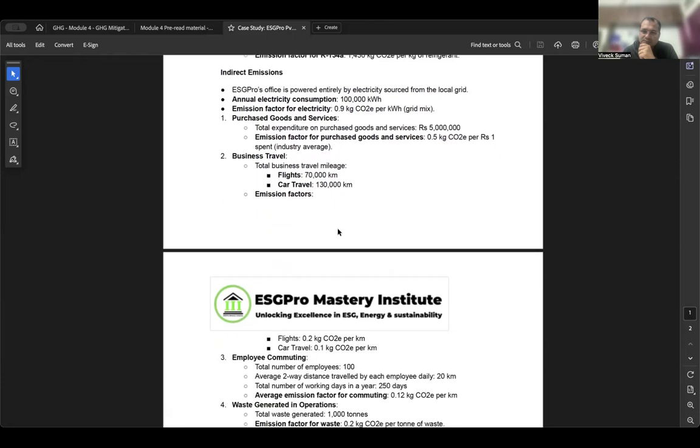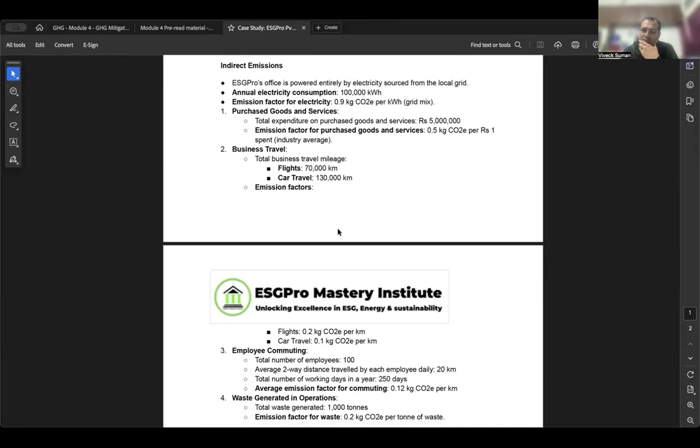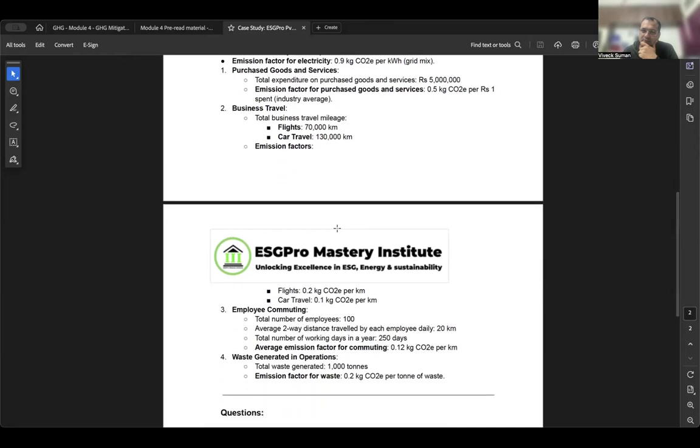Purchase of goods and services. The total expenditure on purchase of goods and services is about 50 lakhs. Emission factor for purchased goods and services is about 0.5 kg CO2 equivalent per rupee spent, which is the industry average. Business travel: the total business travel mileage for flights is about 70,000 kilometers.